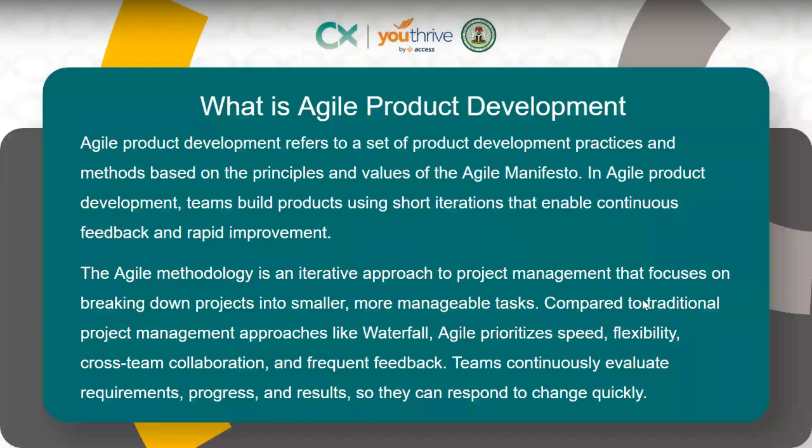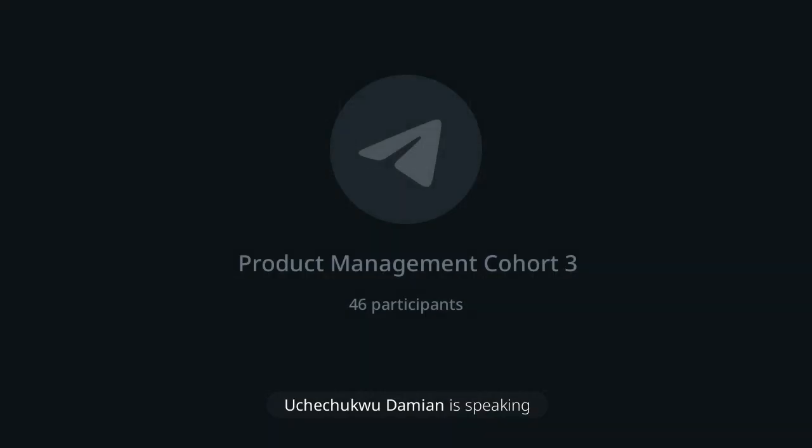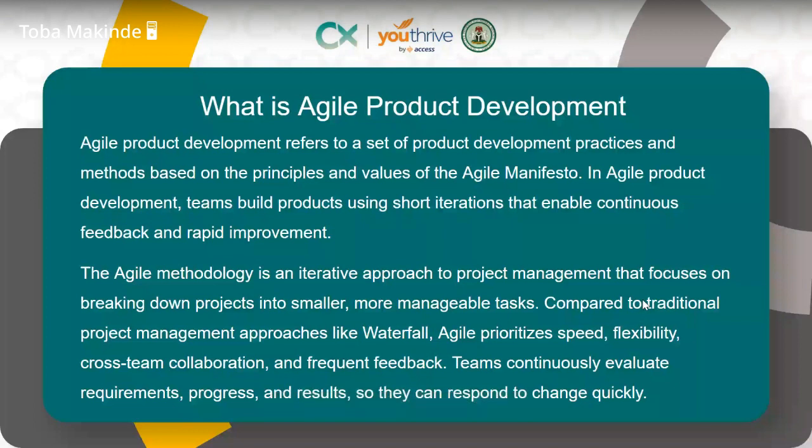So the team continually evaluates requirements, progress, and results so that they can respond to changes quickly. Just like I mentioned, the whole ball game to Agile is the fact that it makes you adapt. It makes it easy for you to respond to changes quickly. You can test a portion of your future quickly, evaluate it with your requirement, and see if it actually achieved the outcome you want, and if there's any change that needs to be made.